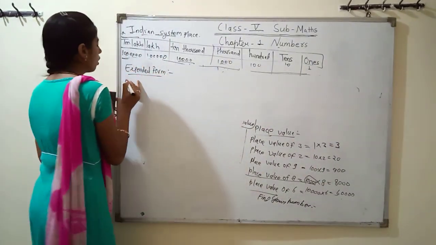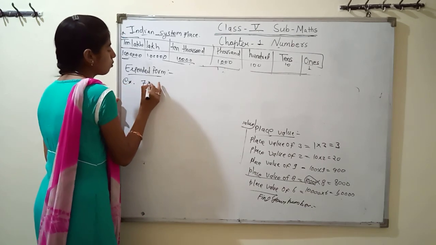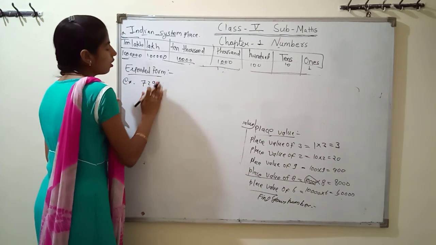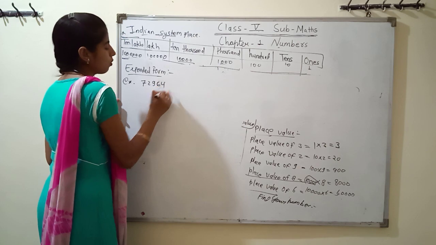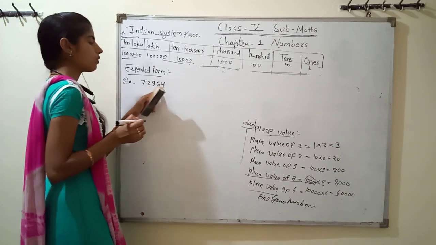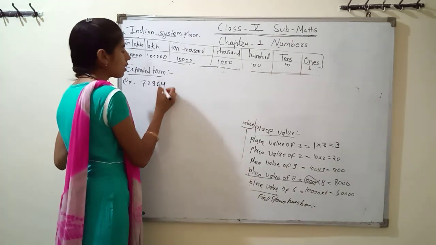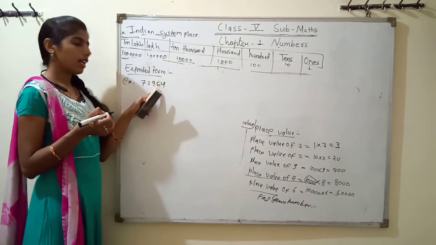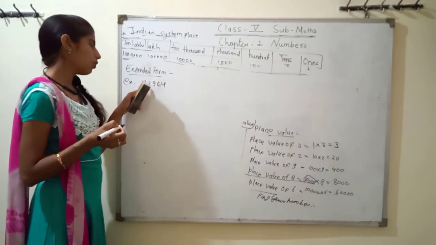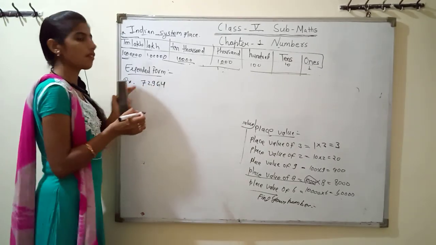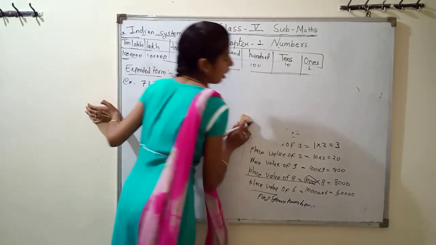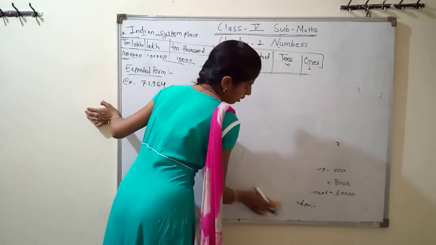I will write an example here: 72964. Then 4 is the ones value, 6 is the tens value, 9 is the 100 value, 2 is here the 1000 value, and 7 is the 10,000 value. Now you can see here.